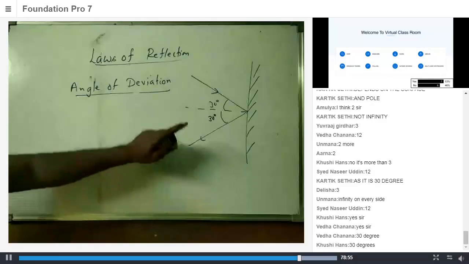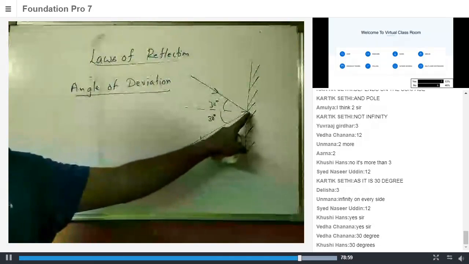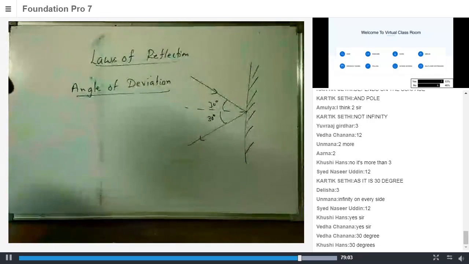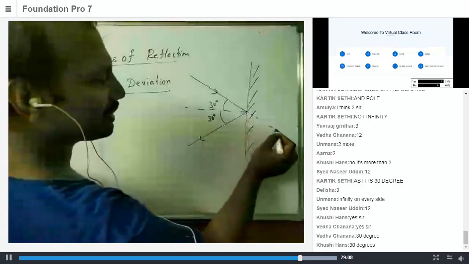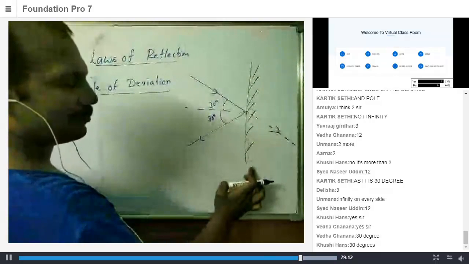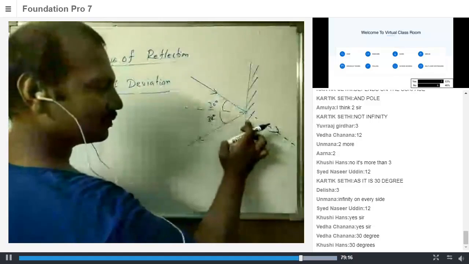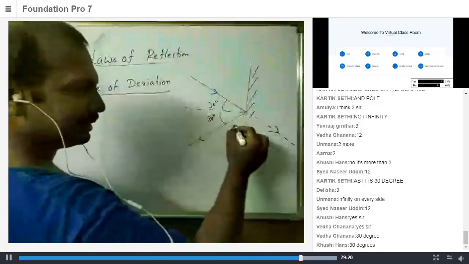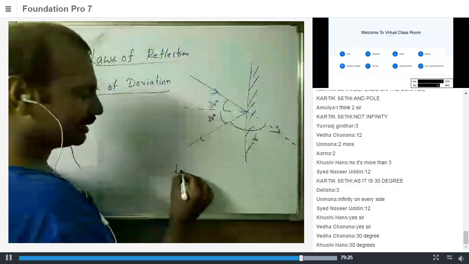So this part is clear. A ray is incident on this and it is reflected. We know angle of incidence equals angle of reflection. Now, if this surface was not there, what would have happened? This light would have gone like this. If this surface was absent, the light would have gone like this. Now, because of the presence of this surface, the light is deviated like this. So this angle, I'll write it as D. So what is D? 60 degrees.